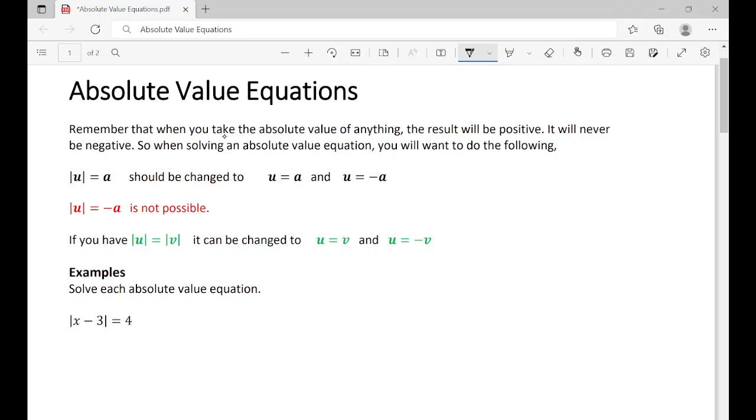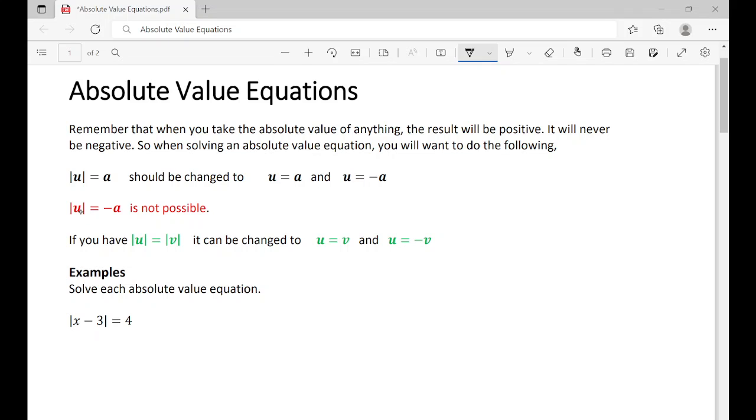Remember that when you take the absolute value of anything, the result will be positive. It will never, ever be negative. So when solving an absolute value equation, you will want to do the following. If you have the absolute value of something equaling a number, you should change it to what's inside the absolute value equals the number, and what's inside the absolute value equals negative the number. So you're going to have two separate equations.